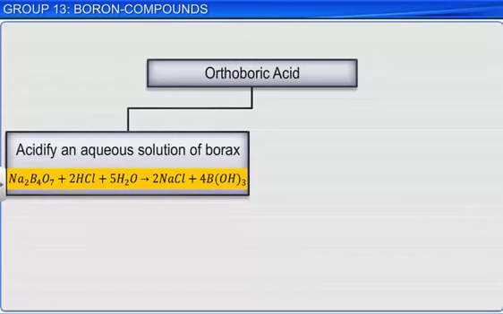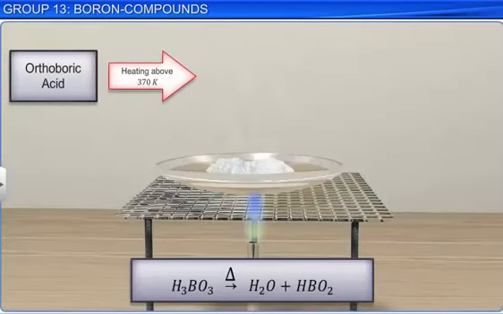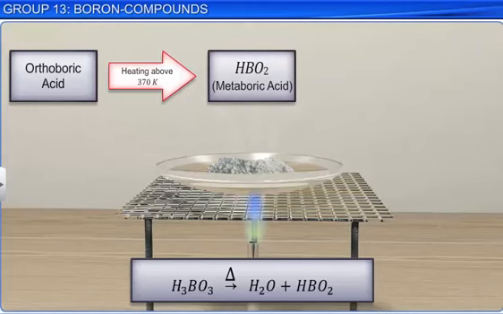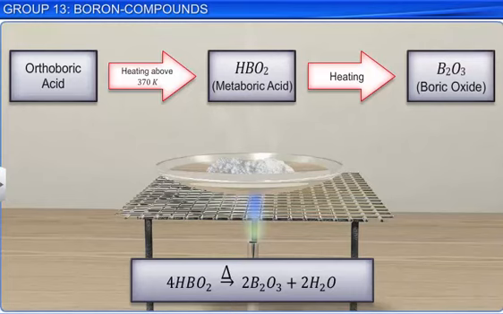Another way to prepare orthoboric acid is the hydrolysis of boron compounds. For example, the reaction of boron trifluoride with water yields fluoroboric acid, HBF4, along with orthoboric acid. When heated above 370 Kelvin, orthoboric acid decomposes to form metaboric acid, HBO2. If metaboric acid is heated further, it will form boric oxide, B2O3.